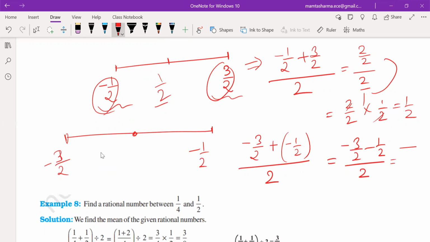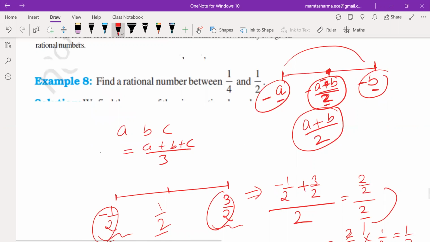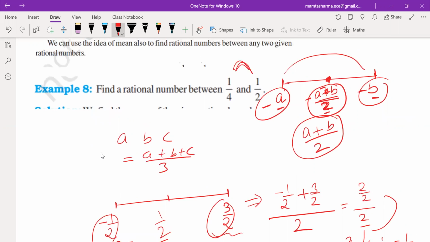Denominators are the same, the denominator is common. The upper part is minus 3 minus 1 divided by 2. Minus 4 by 2. It would be minus 4 by 2 into 1 by 2. It would be minus 1. Okay. Now the mean method is clear for all. If two numbers are given, how will you find out the middle number using the mean method? Just use that formula a plus b by 2.